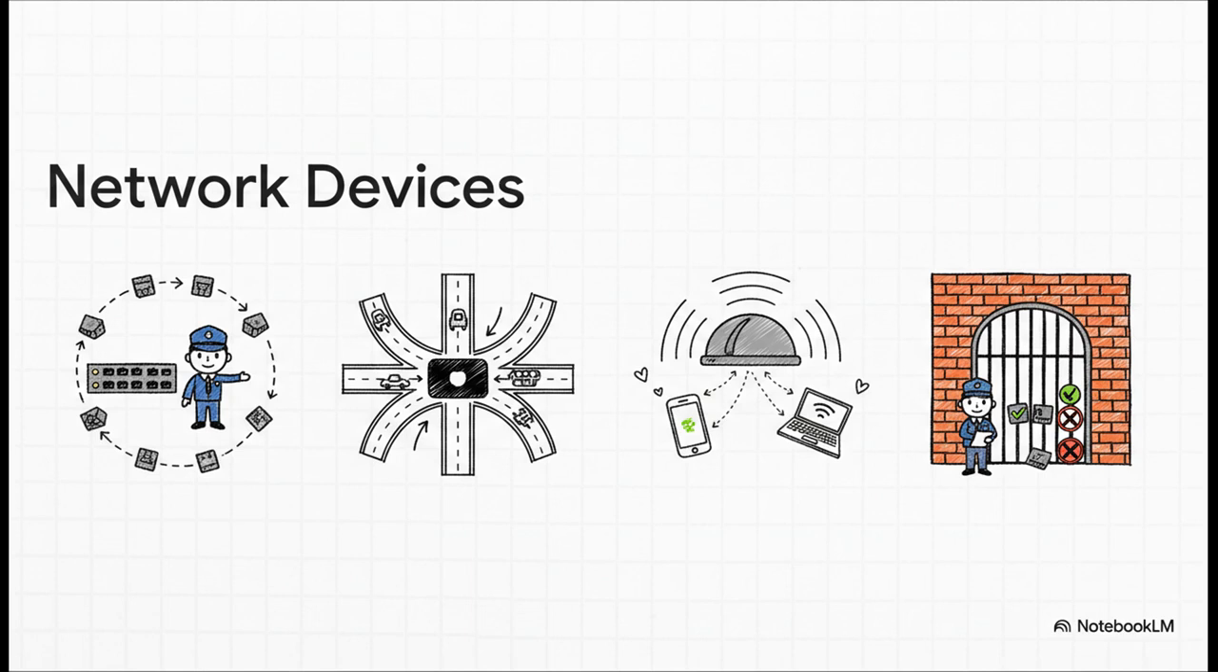So we have roads. But roads are useless without intersections and traffic cops to direct everything. A switch is like a local traffic cop. It's only concerned with directing data inside your neighborhood, your LAN. A router, on the other hand, is like a major highway interchange. Its job is to connect your network to all the other networks out there and find the best route for your data to take. And of course, you have your access point, which is just the on-ramp for wireless devices, and the firewall, which acts like a security guard, deciding what traffic gets in and what gets out.